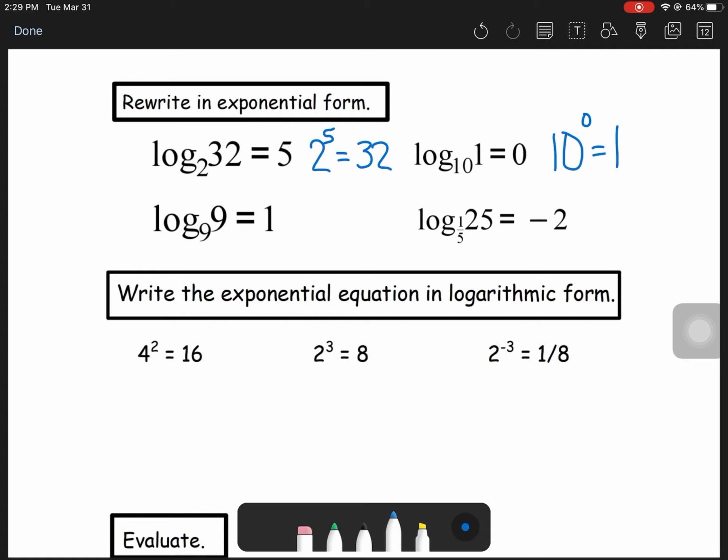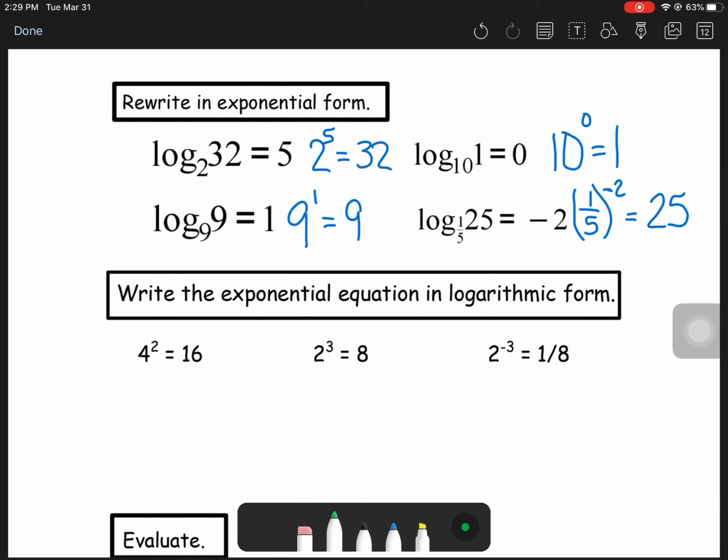In the next example, the little 9 is the base, the 1 is the exponent, and the answer is the 9. In the next example, 1/5 is the base. The exponent is a -2, and if you remember, a negative exponent means to flip it over, and then it becomes positive, and then would be to the second power, which is 25.